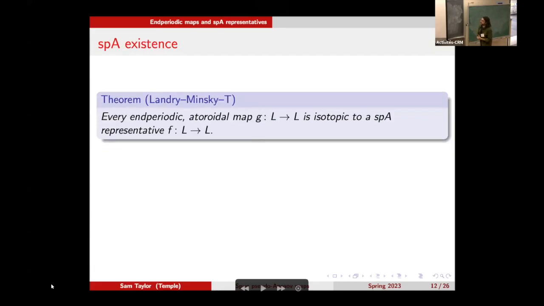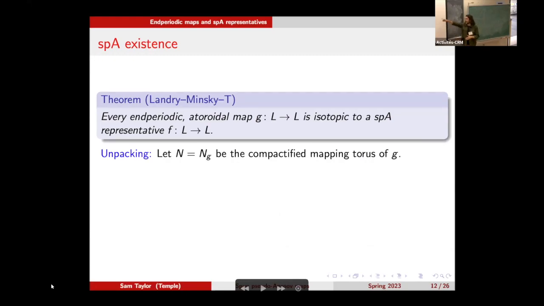Okay, so here's the theorem: these two obvious obstructions are the only obstructions. Every end-periodic atoroidal map is isotopic to a spun pseudo-Anosov representative. Let me unpack this for you. Start with your map G and build its mapping torus. What I can do is compactify it in the way I just said, by throwing in surfaces at infinity that are the limits of the spiraling.